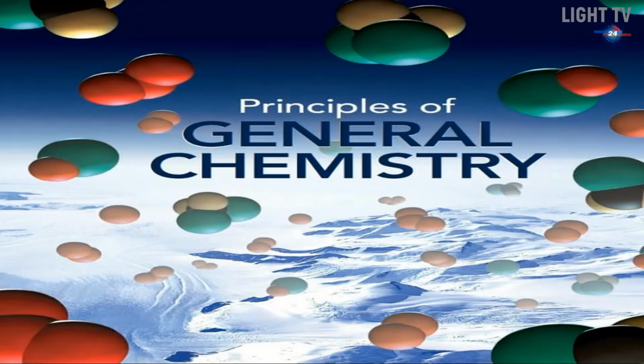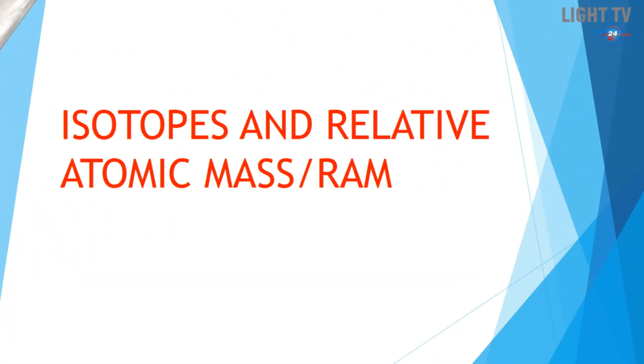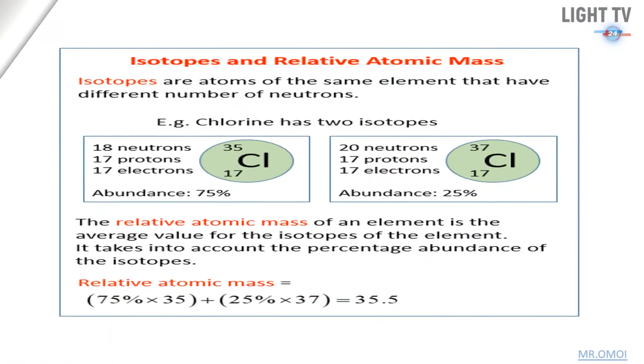Hey students, welcome to another chemistry class. Today we are going to talk about isotopes and relative atomic mass. Remember, in our last class we did an introduction to isotopes, and we said isotopes are atoms of the same element with the same atomic number but different mass numbers.